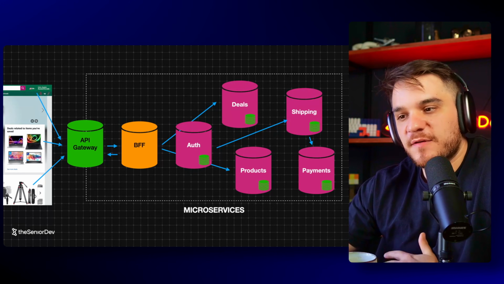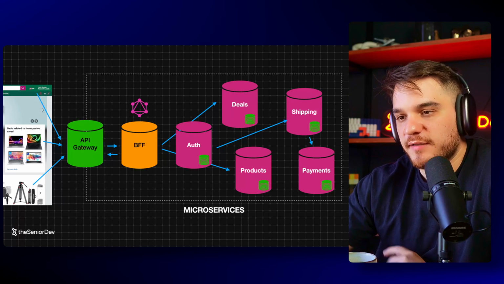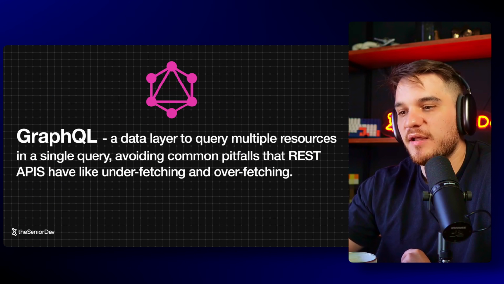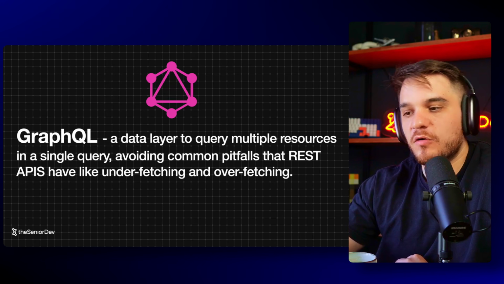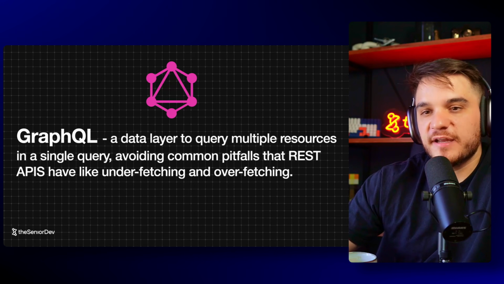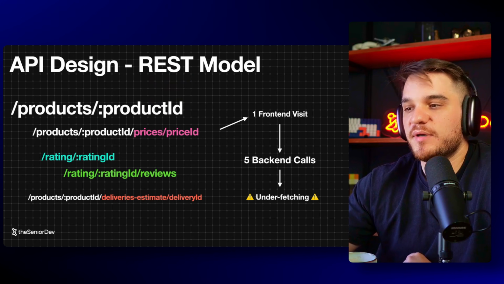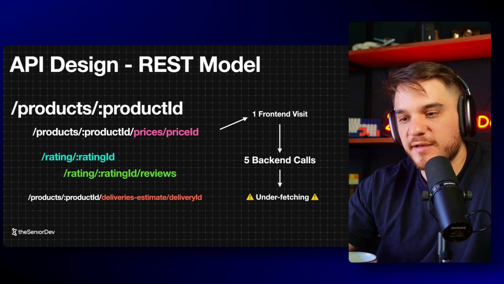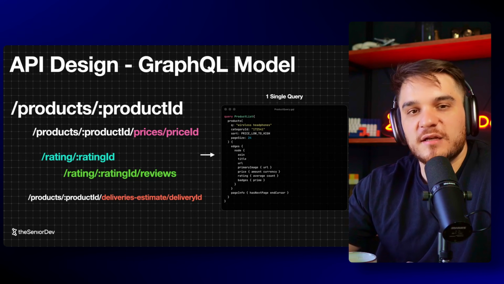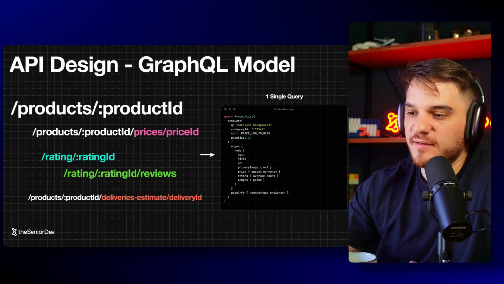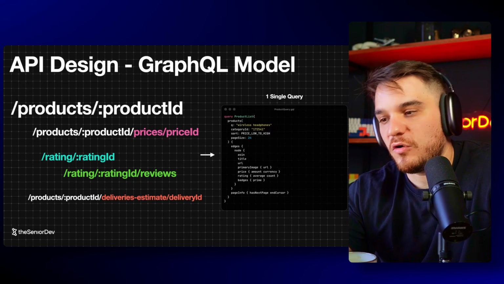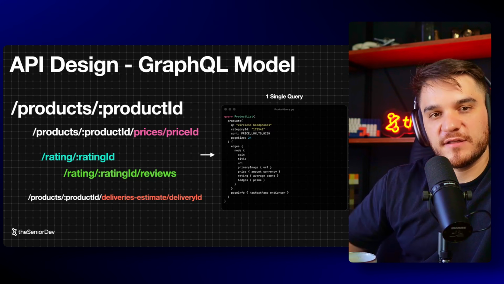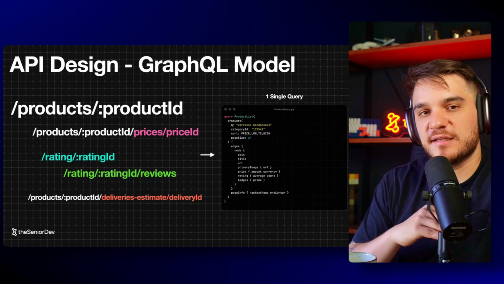Finally, to make our BFF even better, we can add GraphQL to it. So GraphQL is a data layer technology where you can query multiple resources in a single query, avoiding that underfetching or overfetching problem that we've seen at the very beginning of the video. And so basically, remember that we had 5 backend calls for every front-end visit. Well, with GraphQL, we can replace all those 5 with a single query to our BFF. And our backend for front-end will have resolvers attached to all the query fields and go to the different microservices, make the request, and then put everything together in a single JSON object and send it as a unified response.